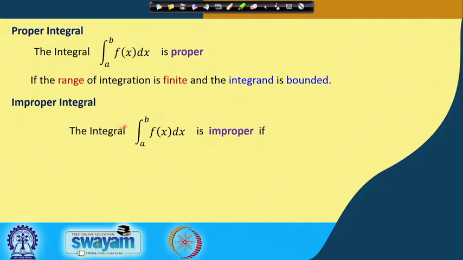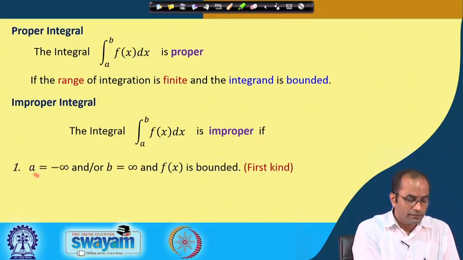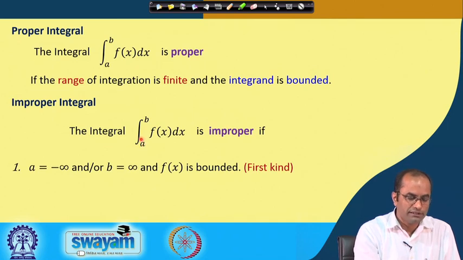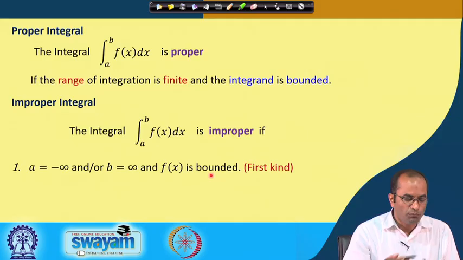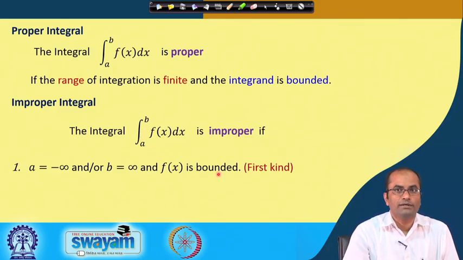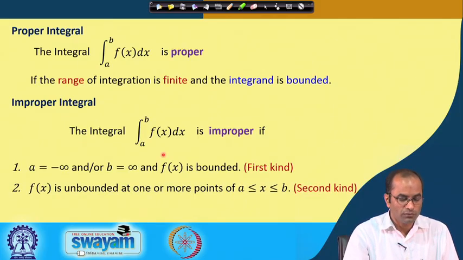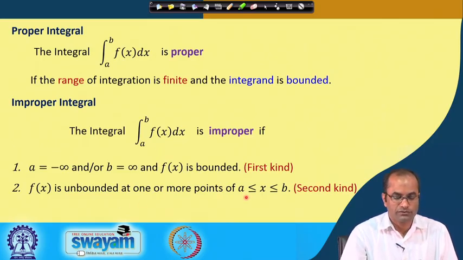So, the integral a to b f x dx is improper if a is, for example, minus infinity and or b is plus infinity. So, one of them is infinity, either a is minus infinity or b is plus infinity, or both, and this f x, the integrand here, is bounded in the range of this x from a to b. In that case, we call this an improper integral of first kind. The second, if this f x is unbounded at one or more points in this range a to b, then we call it an improper integral of second kind.